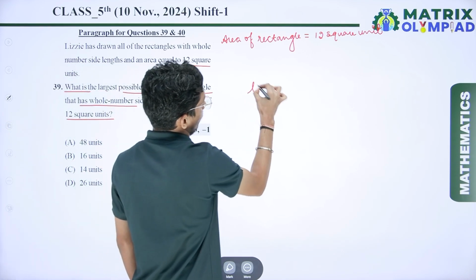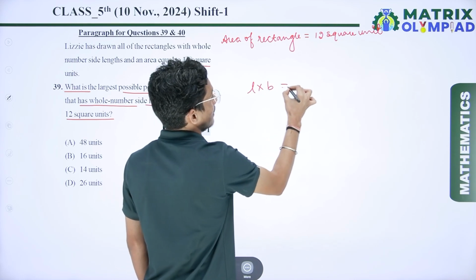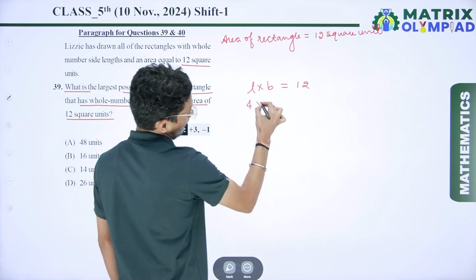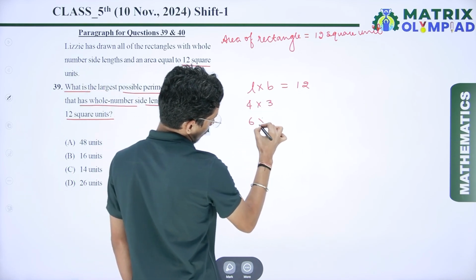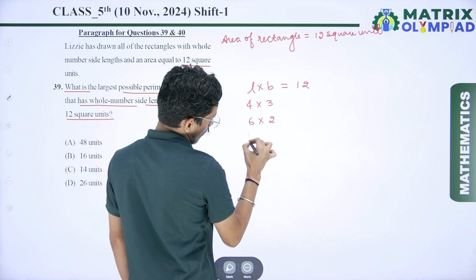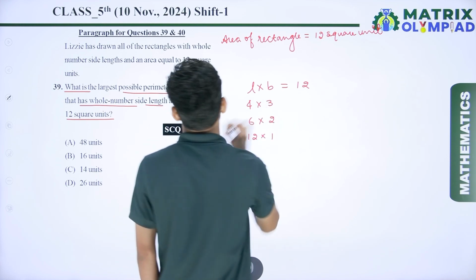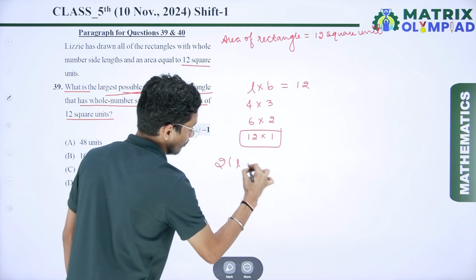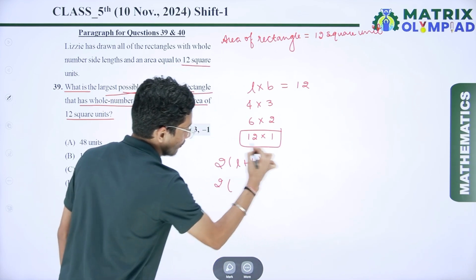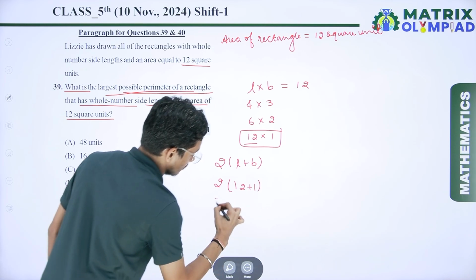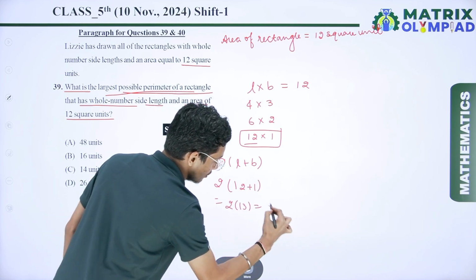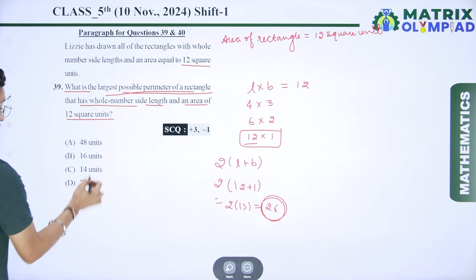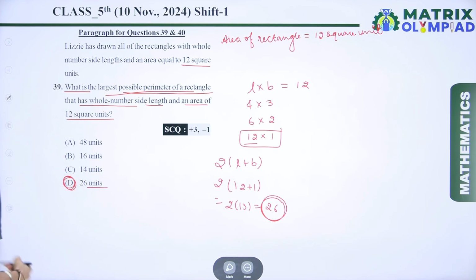So we know the area of a rectangle, that is length multiplied by breadth, that is 12. So the possibilities of length and breadth are here. First is 4 multiplied by 3, second is 6 multiplied by 2 and third one is 12 multiplied by 1. So we have to find the largest possible perimeter. So we know perimeter of a rectangle is 2 times length plus breadth. So 2 bracket, length we have is 12 and breadth we have is 1. So 2 bracket 13, so 2 times 13 is 26. The largest possible perimeter of the rectangle is 26 units. So here option number D is the correct answer.